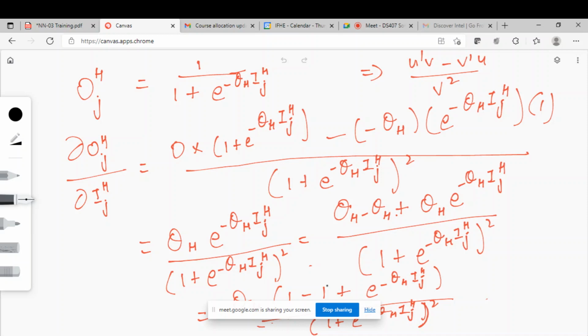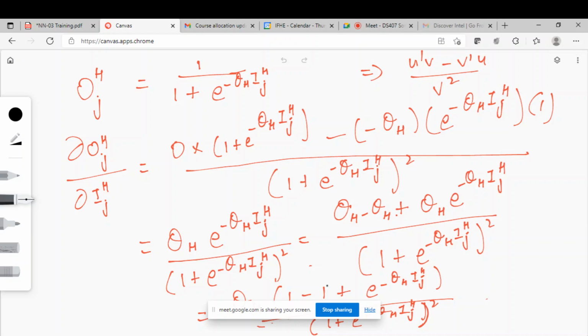Okay, and here we are taking this theta h common outside. When you take theta h common outside, you will get 1 minus 1 plus e to the power minus theta h ijh, the numerator, divided by 1 plus e power minus theta h ijh the whole square. So this can now be written like this.